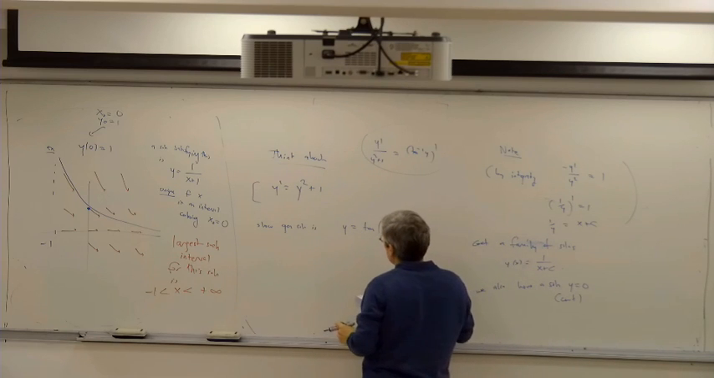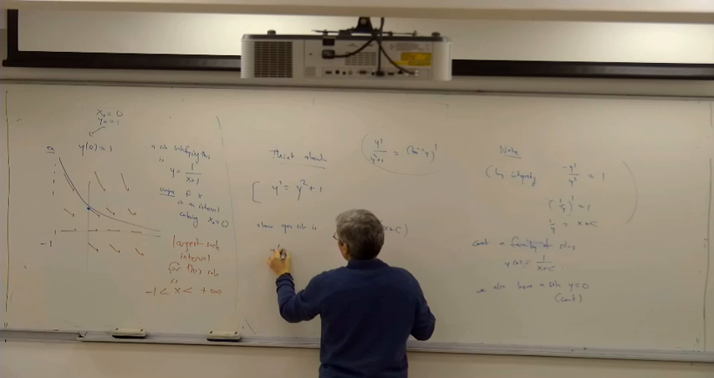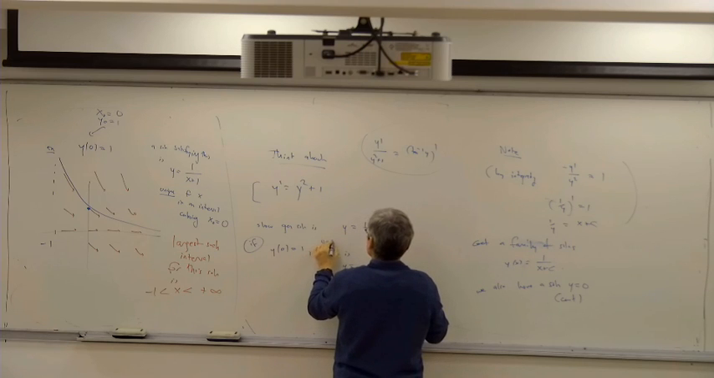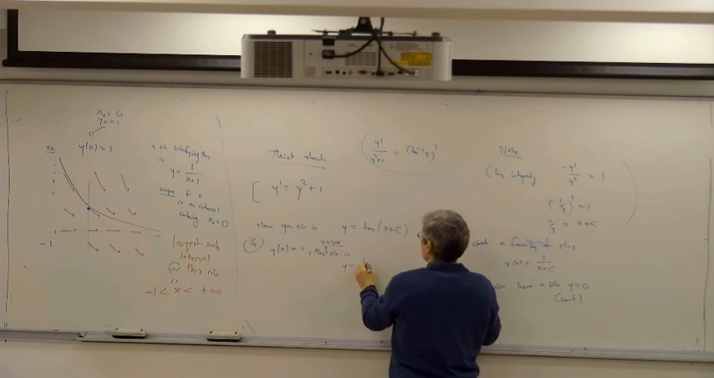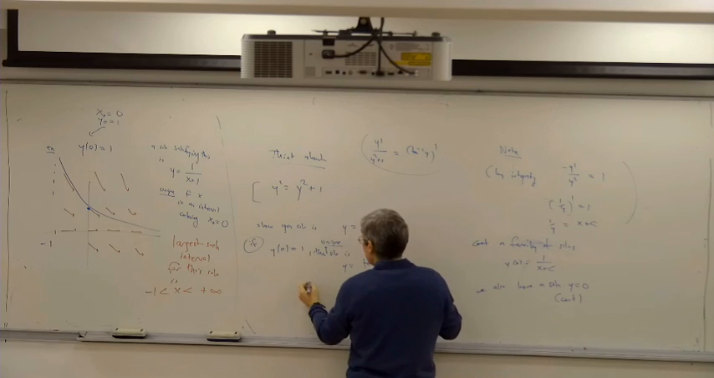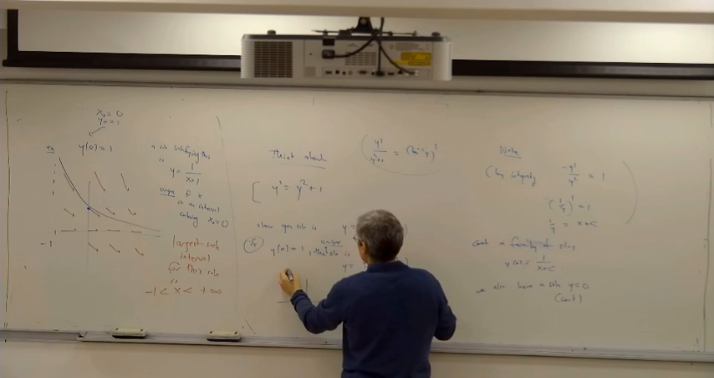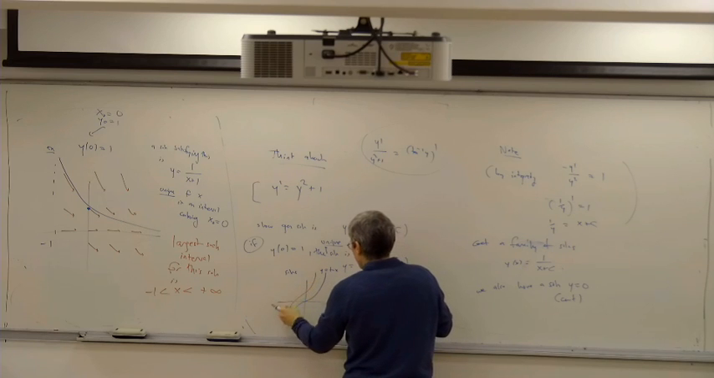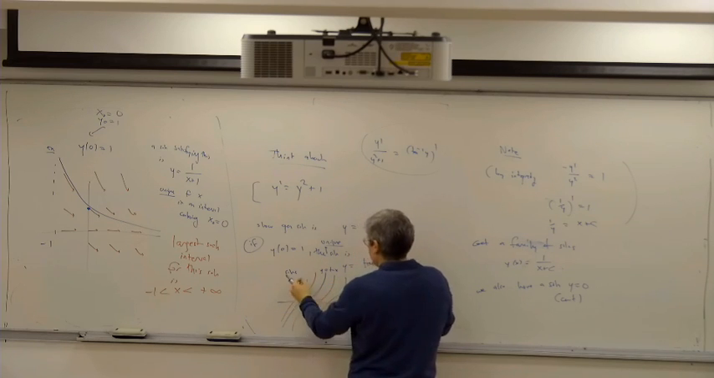Okay, and then if y of 0 equals 1, the unique solution is y equals tangent of x plus pi over 4. This I'm leaving for you as an exercise to work out. Okay? And this is valid where? So the solutions, tangent x plus c, so tangent x looks like this. And if you have tangent of x plus c, they kind of look like that.